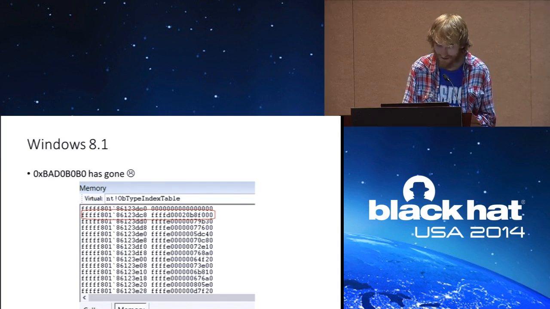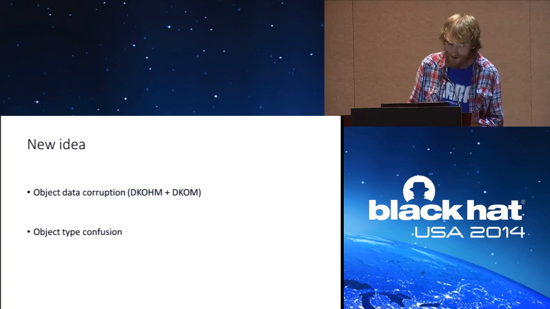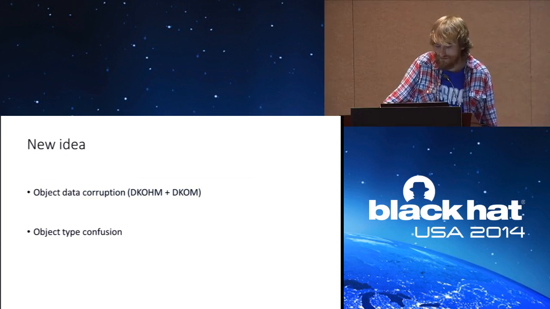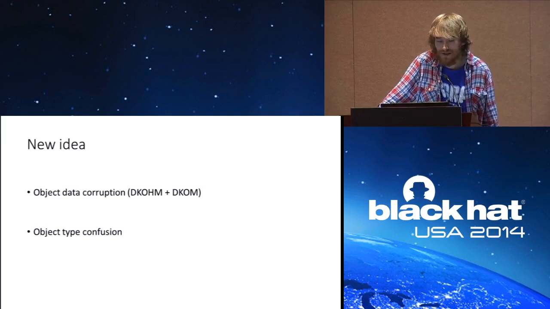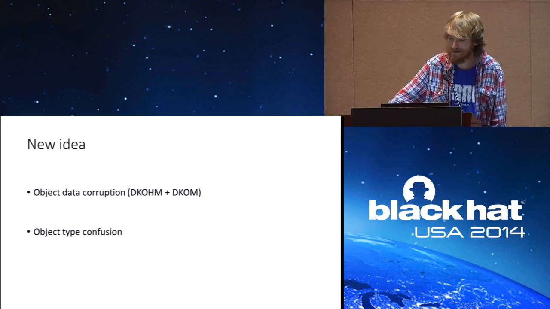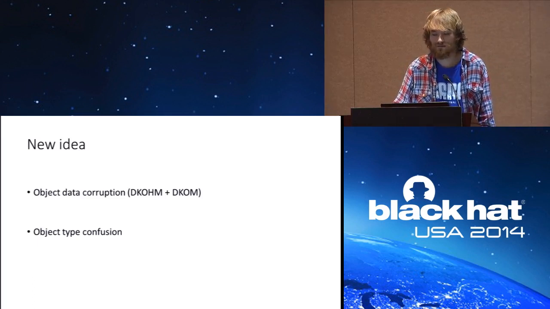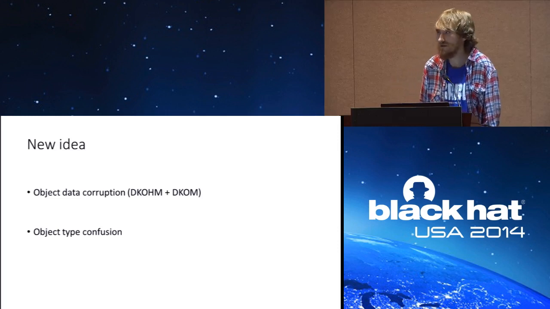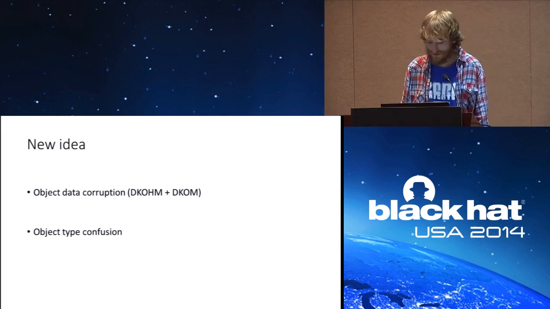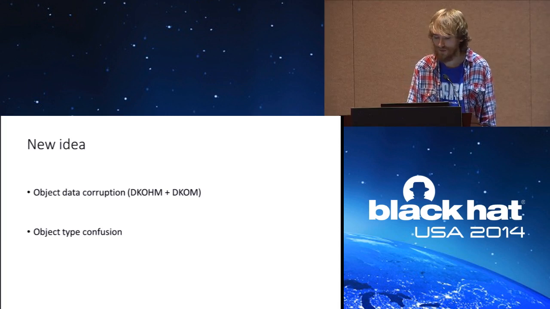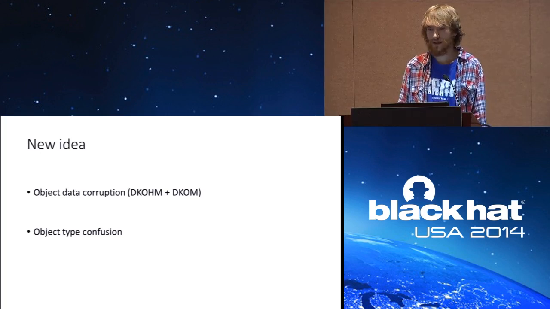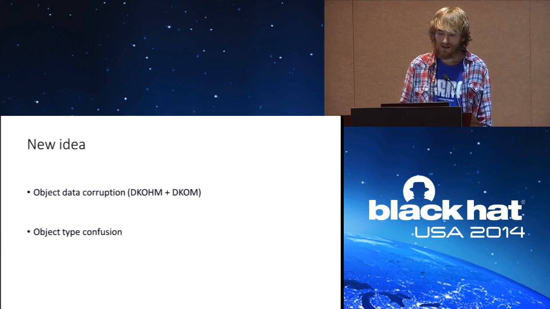was simply eliminated. So the thing is, I thought, okay, if that type index table doesn't contain any special values, what about smashing the object body, or looking at how we can change the type index to a different one, and look for benefits. For example, the first one was type confusion. So what happens if we change the type index from one legitimate one to another?